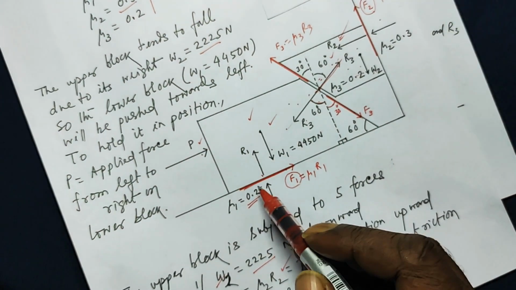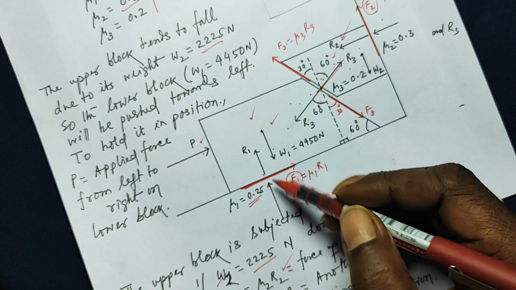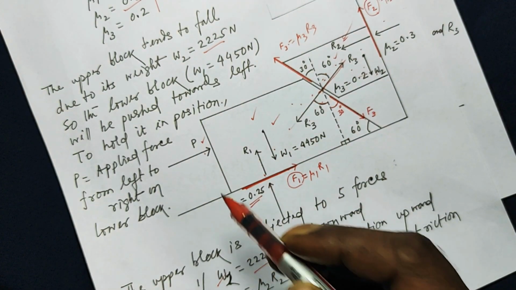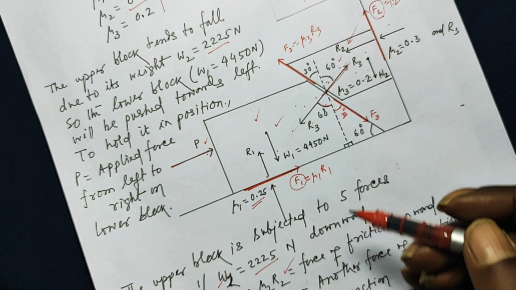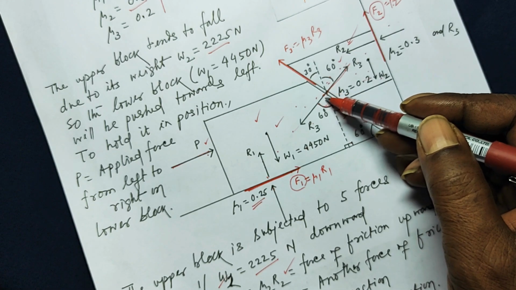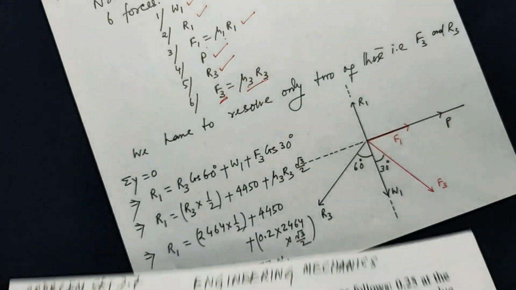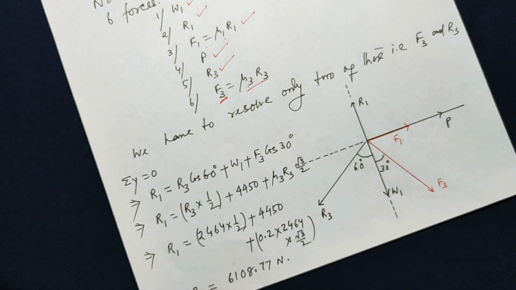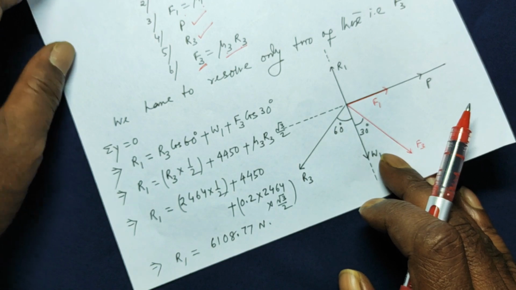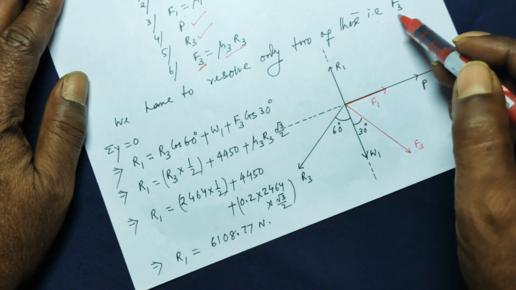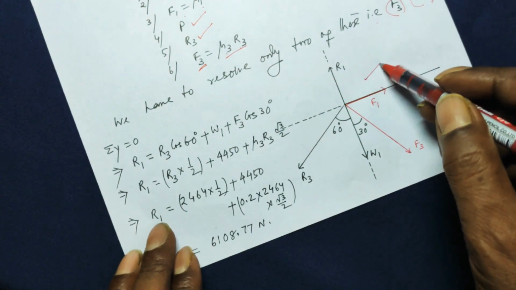Now this is horizontal, it doesn't have a vertical component. This reaction R1 is vertical, it does not have a horizontal component. This P is horizontal, it does not have a vertical component. And here this R3 we have to split, and this F3 we have to split. So we are only left with two forces to be split into horizontal and vertical components. So we have to resolve only two of these, that is F3 and R3. So the free body diagram is drawn.